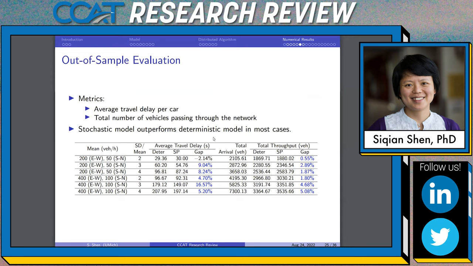If you zoom in on this out-of-sample evaluation, there are certain things you care about, right? You care about traffic delay, the travel delay of each car. And then you also care about the total number of vehicles actually passing through the whole network. Before, we had the throughput in each cell, but now let's aggregate them together and see how many vehicles were able to pass through the whole network. And again, if you use the stochastic approach, SP is stochastic, deter is deterministic, and you can see that the stochastic and deterministic gap is reported here in the very right column. Again, stochastic is going to outperform the deterministic in most of the cases in terms of the vehicle delay and the throughput.